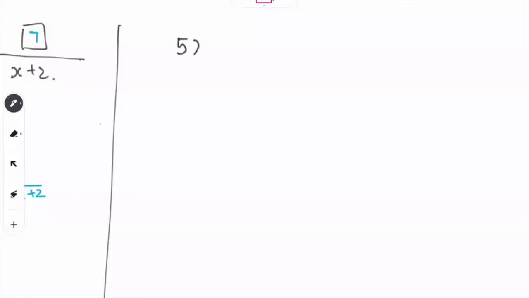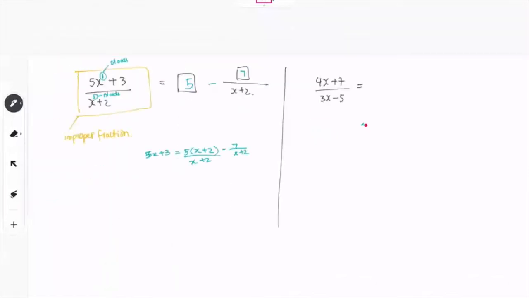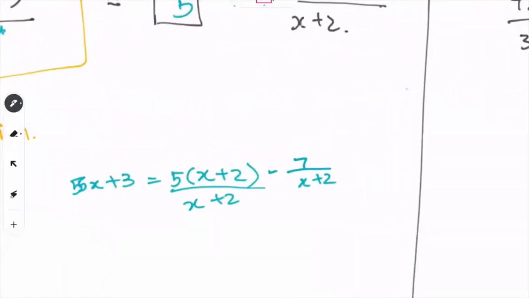Try 5x minus 4x plus 7 over 3x minus 5. Okay, so it's a little bit more complicated. So basically, this is the one that you try to do. You try to cancel out the x plus 2.